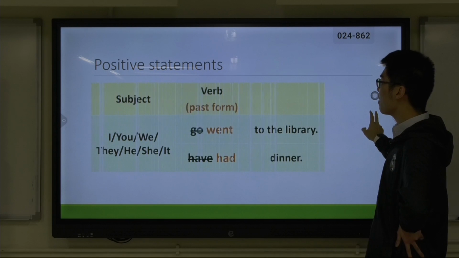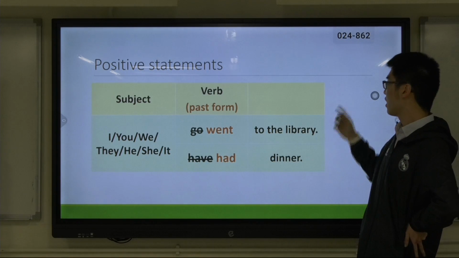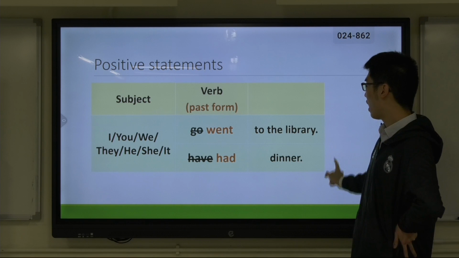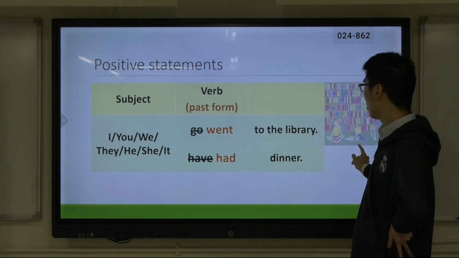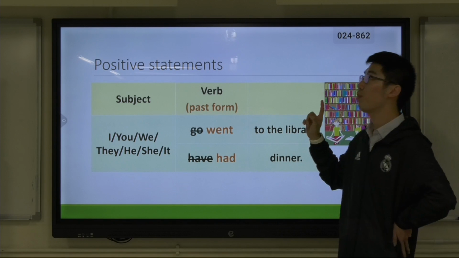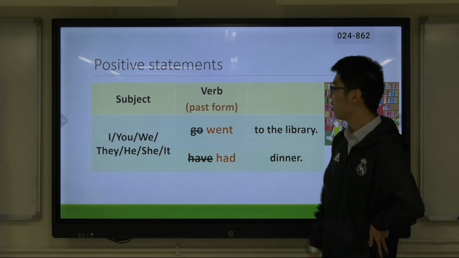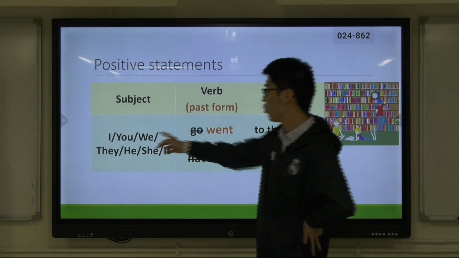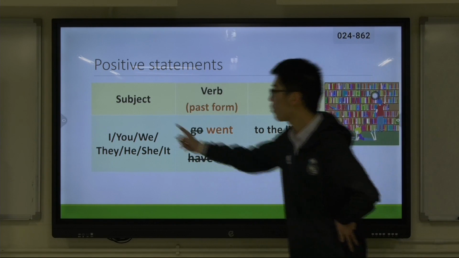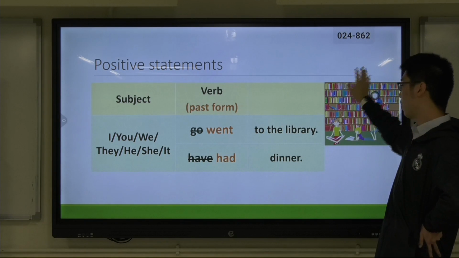So for the positive statement, this is simply how we write the past tense sentence. So, I went to the library, or she had dinner. In the present tense we add s or es according to he, she, it, or you, we, they. But there is no difference between these subjects or pronouns when using the past tense form of the verb.